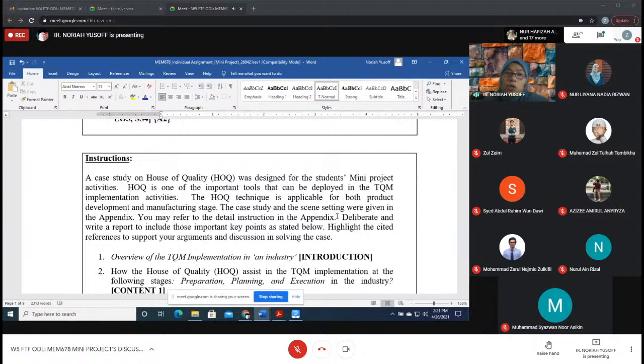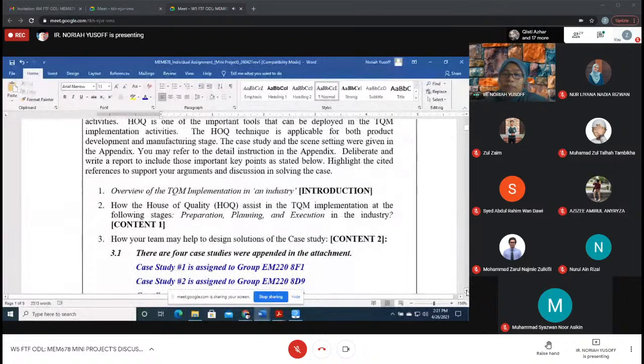So, you may refer to the detailed instruction in the appendix. I will give it in the appendix. Deliberate and write a report to include those important key points as stated below. Below, I have detailed them out. Also, you need to highlight the cited references to support your arguments and discussion in solving the case, okay? Now, this is about the report structure.